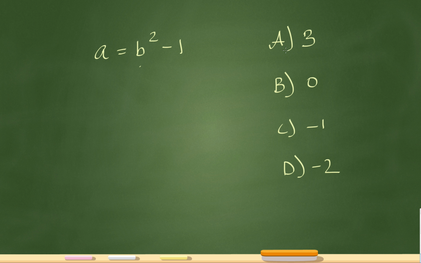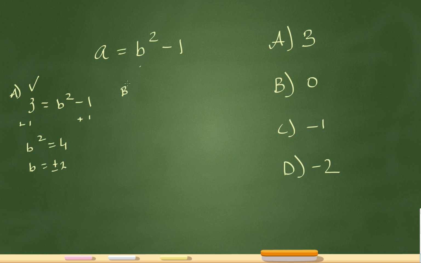So what we're going to do is start off with answer choice A, 3. We're just going to plug that in for the a. So 3 will equal b squared minus 1. Let's add 1 here, add 1 here. B squared will equal 4, and b will equal plus or minus 2. And positive 2 or negative 2, they both are real numbers. So A works out.